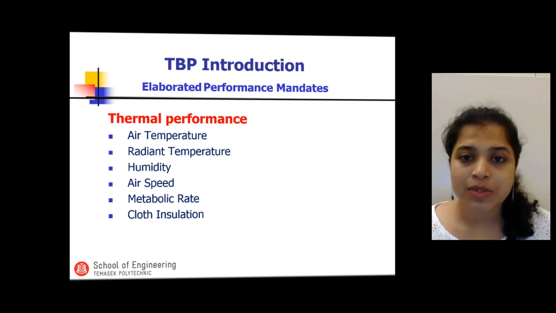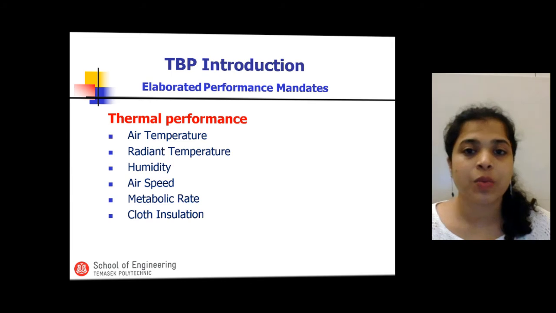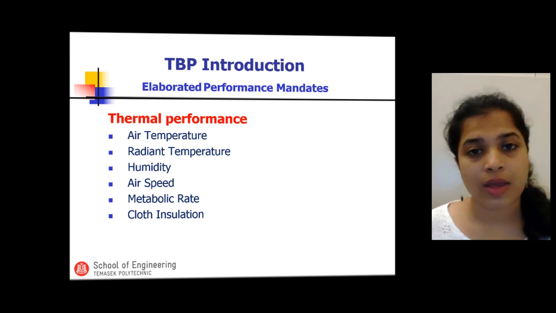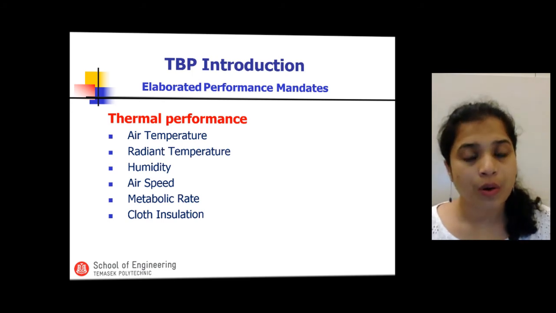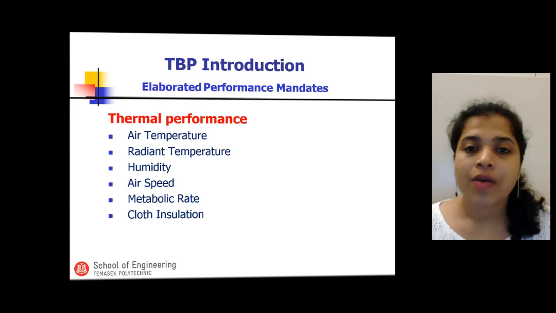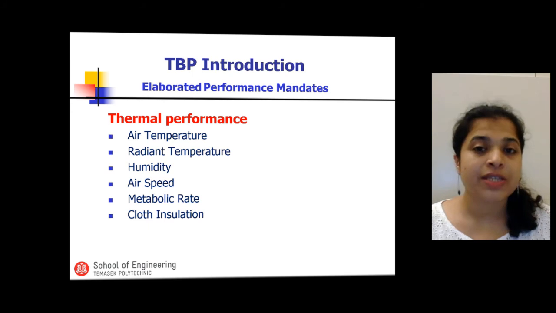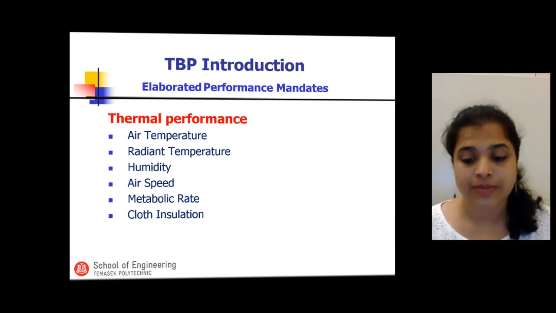People with high metabolism sweat a lot. They feel hot much more compared to a person with low metabolism. And that's why metabolic rate is also a factor which affects the thermal performance. Cloth insulation. If you're wearing thick layered clothing, you're going to feel much more hot, right? So with thin layered clothing, it's going to also affect the temperature that you experience. So that is why cloth insulation is also a factor which affects the thermal performance of that given space.